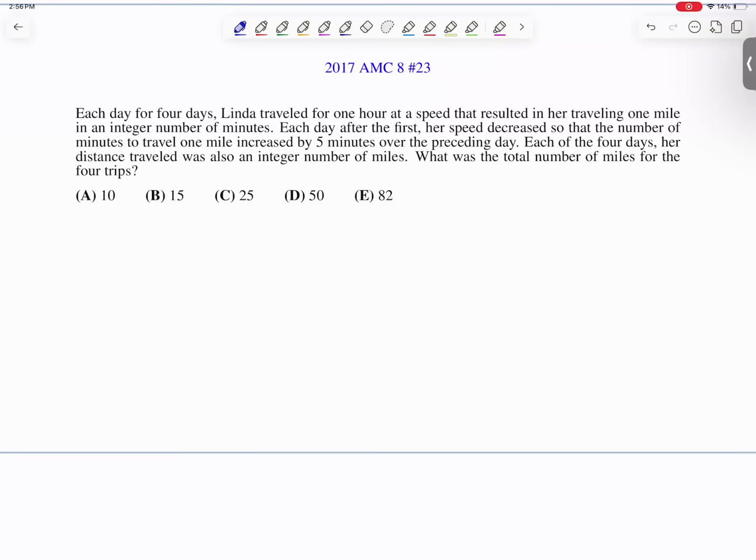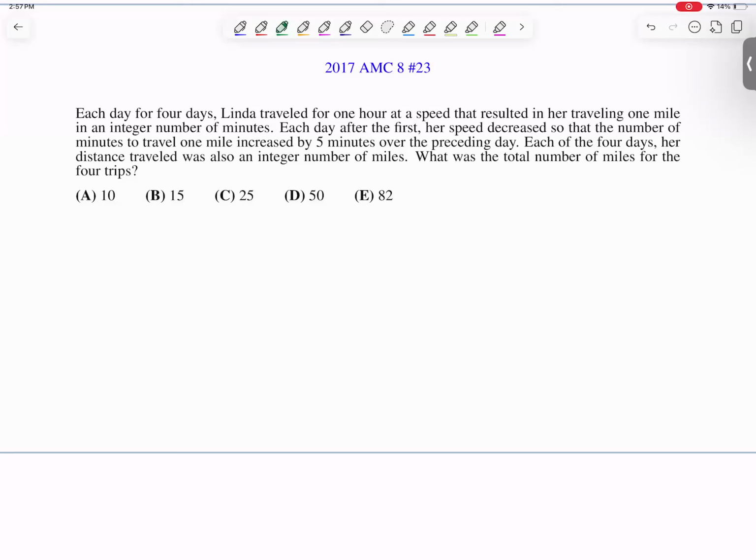Each day for 4 days, Linda traveled for 1 hour at a speed that resulted in her traveling 1 mile in an integer number of minutes. Each day after the first, her speed decreased so that the number of minutes to travel 1 mile increased by 5 minutes over the preceding day. Each day of the 4 days, her distance traveled was also an integer number of miles. What was the total number of miles for the 4 trips?